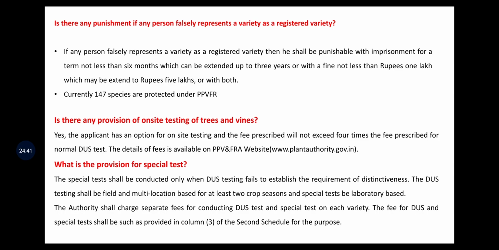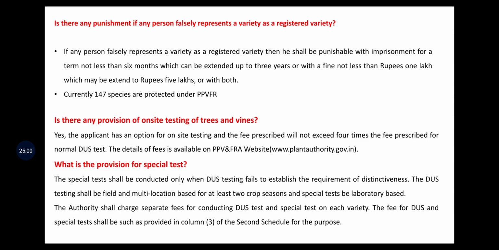Is there any provision of outside testing for trees and vines? Yes. The applicant has an option for site testing and the fee prescribed will not exceed 4 times of that prescribed for normal tests. The details are again available on the PPV-FR site.